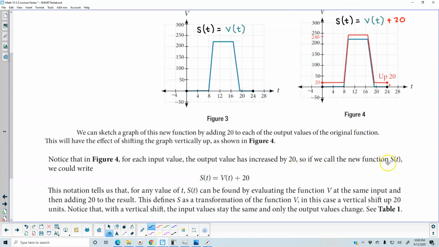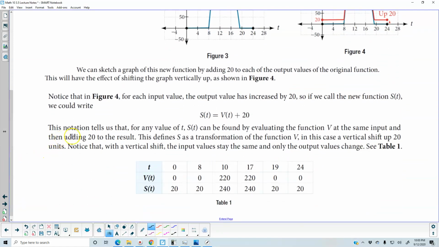So if we call the new function S of t, we could write S of t equals V of t plus 20. This notation tells us that for any value of t, S of t can be found by evaluating the function v at the same input and then adding 20 to the result. This defines S as a transformation of the function v. So in this case, a vertical shift up 20 units. Now notice that with a vertical shift, the input values stay the same and only the output values change.